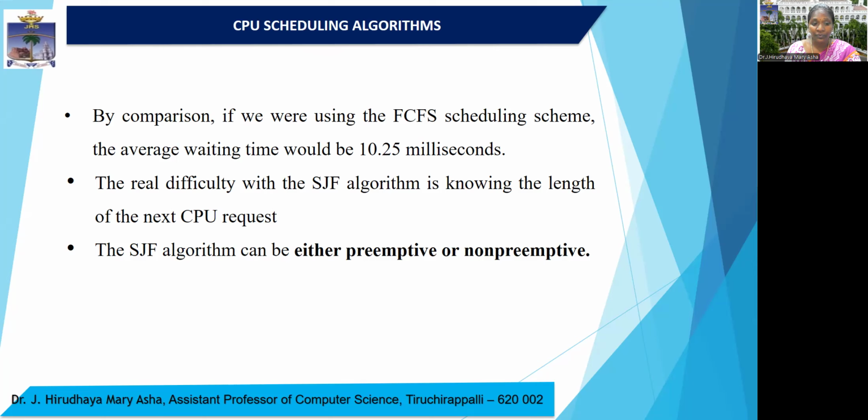The SJF algorithm can be either preemptive or non-preemptive. Preemptive means interrupted by a higher priority process, and non-preemptive means that though the incoming process may be high priority or low priority, it has to wait until the completion of the currently running process.